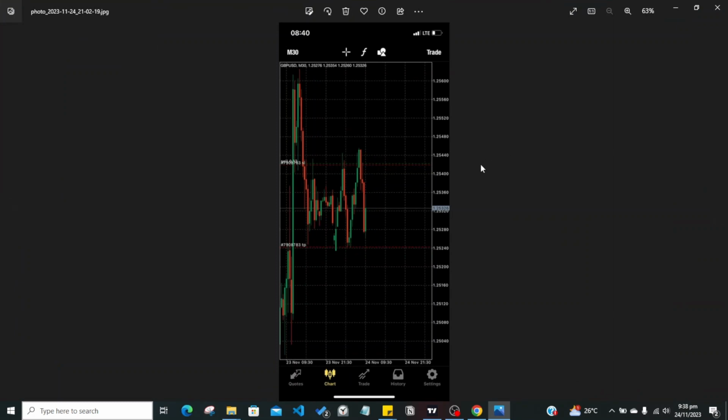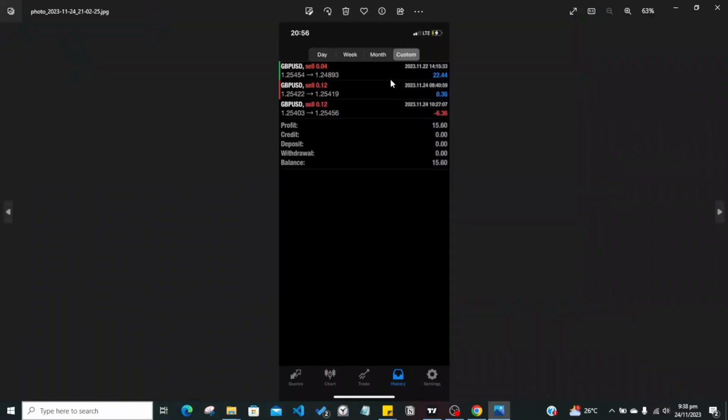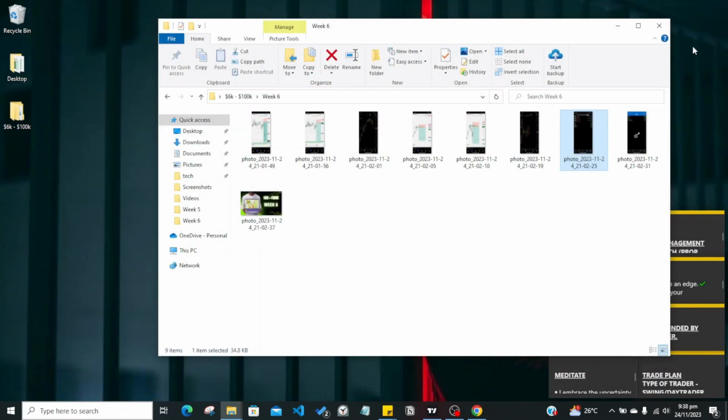Next week I'll try to do better. This is the execution for today's trade. Price ultimately reversed after missing my TP by a few pips. So these are just the trades I took this week. As you can see on GBP USD, we had a TP, a break even and a loss, which was a good one this week.